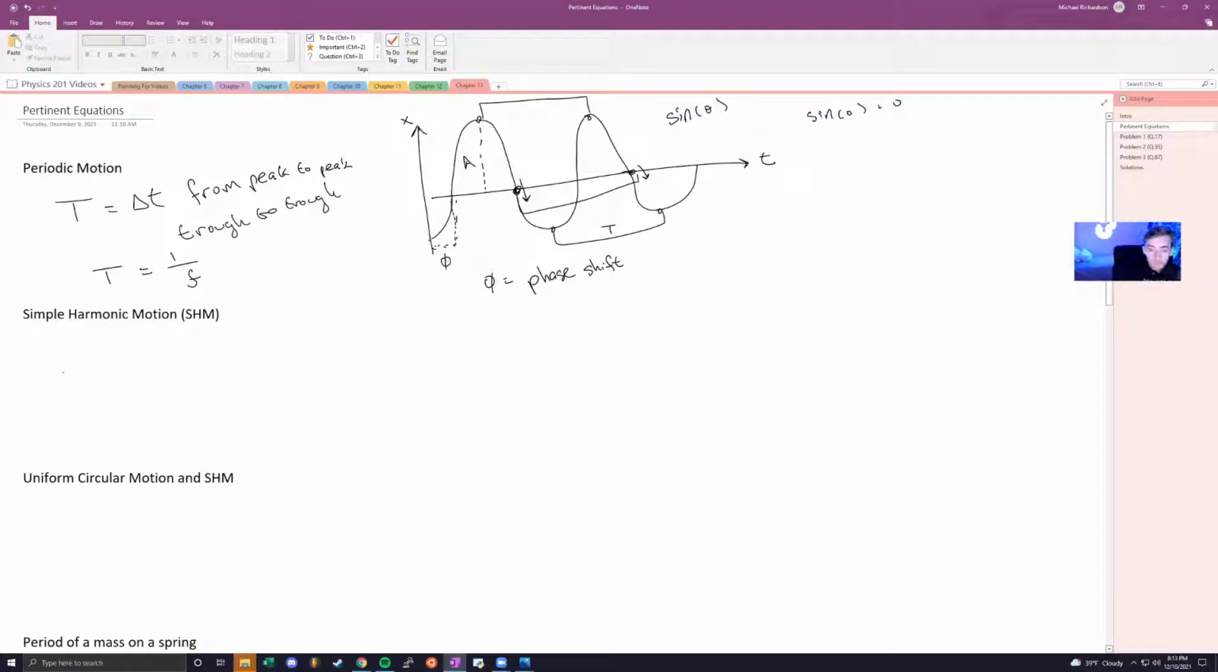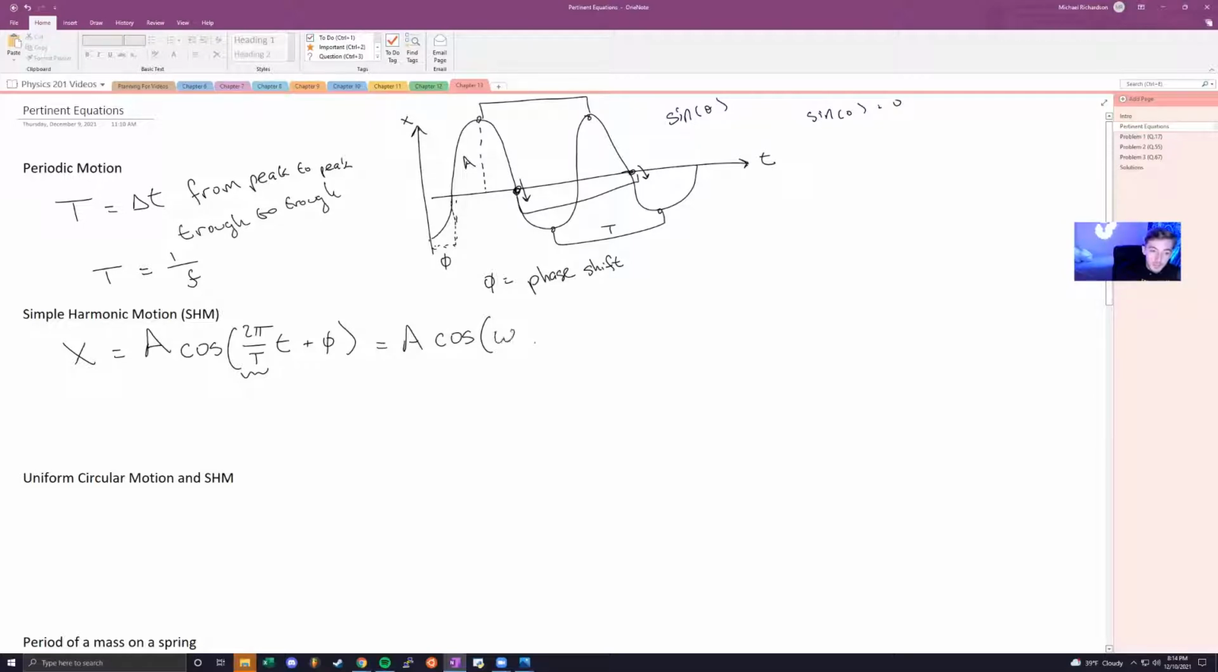We'll say that our position in simple harmonic motion, which is a very specific type of motion, will have the following equation: our amplitude times the cosine of 2 pi divided by our period times time, plus phi, will be our position. Now, we can also describe this as our amplitude times the cosine of, well, this right here, 2 pi over T.